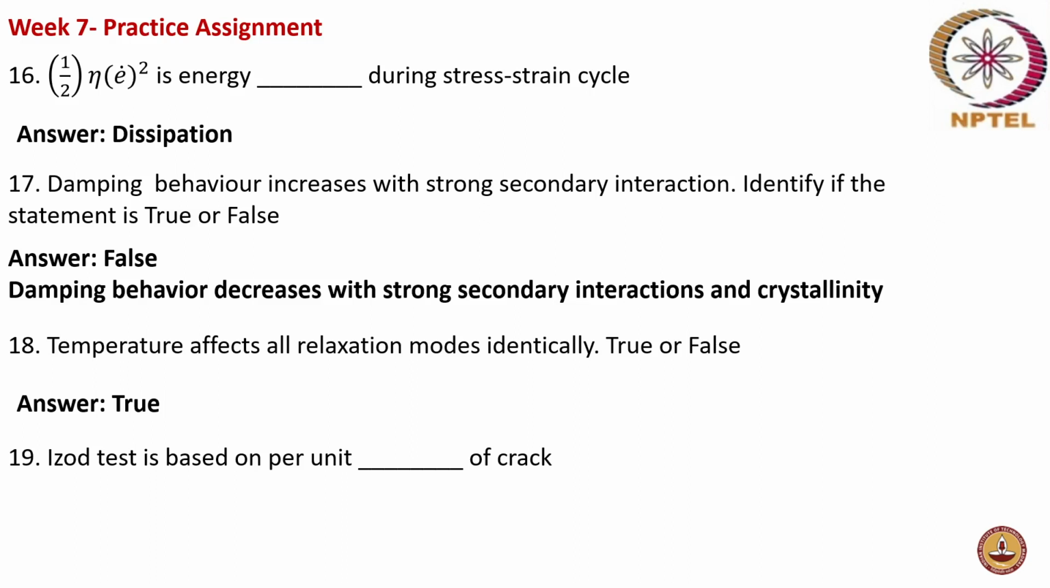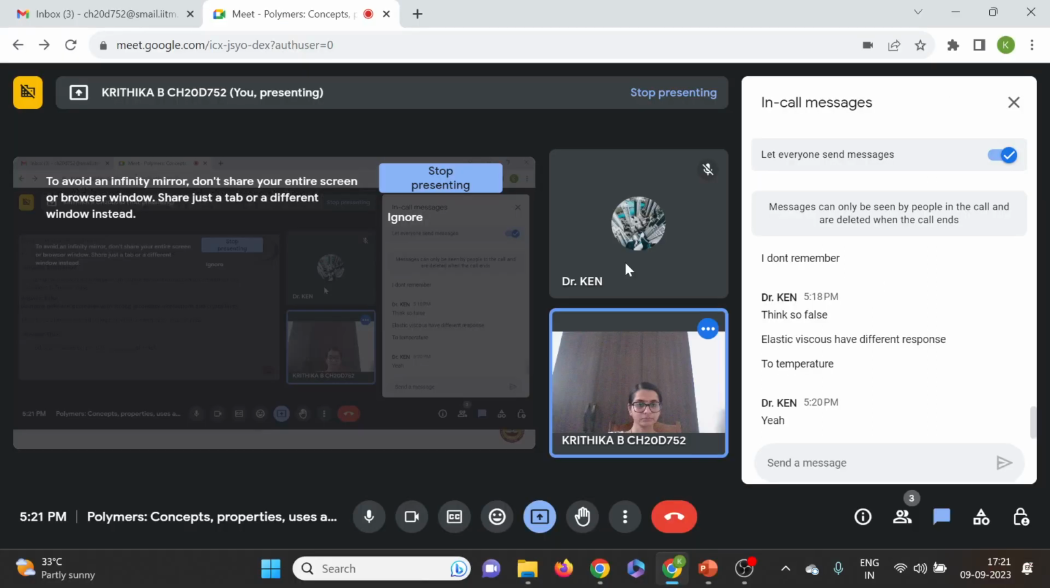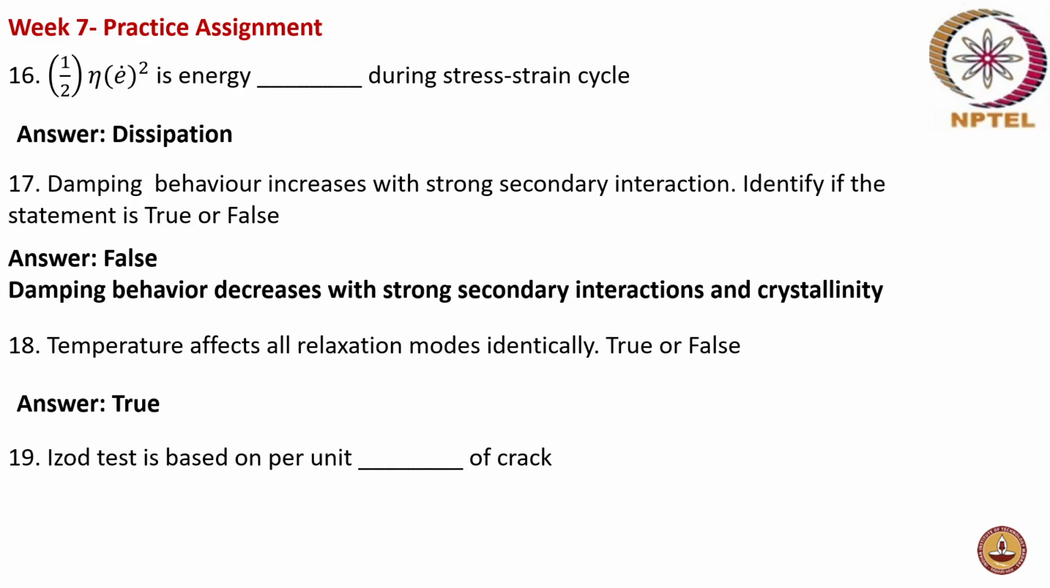So what is the unit of this Izod test? Any thoughts, or let's proceed? It is actually per unit length. So in the Izod test, it is joule per unit length of the material. That is how your impact energy is determined. Whereas in the case of the Charpy test, it is per unit area.